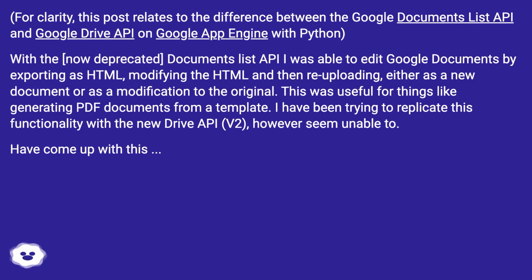For clarity, this post relates to the difference between the Google Documents List API and Google Drive API on Google App Engine with Python. With the, now deprecated, Documents List API, I was able to edit Google Documents by exporting as HTML, modifying the HTML and then re-uploading, either as a new document or as a modification to the original. This was useful for things like generating PDF documents from a template.